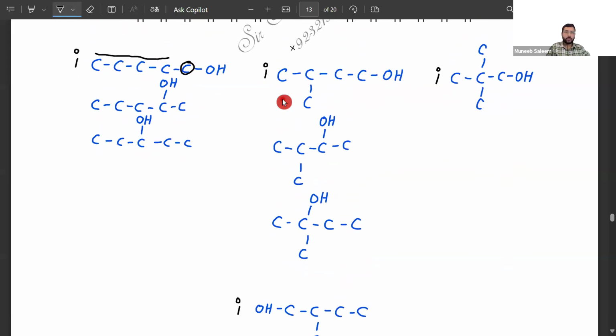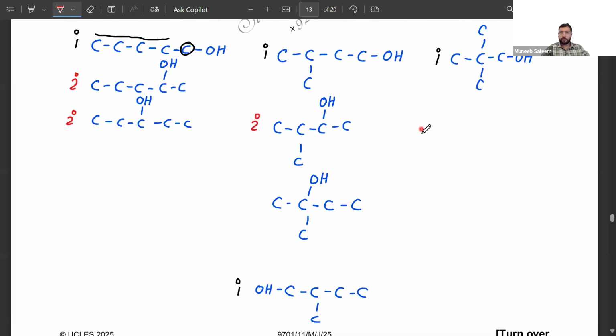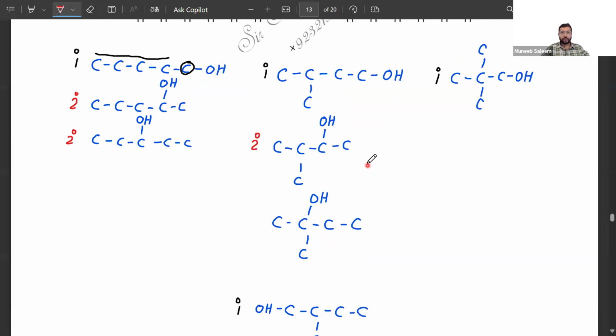Now we'll look for the secondary alcohol. The secondary alcohol is right over here, in which you can see the carbon is bonded with OH, which is bonded with 2 more carbon atoms, one from the right side and one from the left side. So this is a secondary alcohol. Now another secondary alcohol is this one, in which this carbon, which has the OH group on it, is bonded with 2 more carbon atoms. So secondary alcohol over here. Then this one is secondary alcohol because this carbon is bonded with 2 more carbon atoms. So this is secondary alcohol. And then there is no other secondary alcohol.